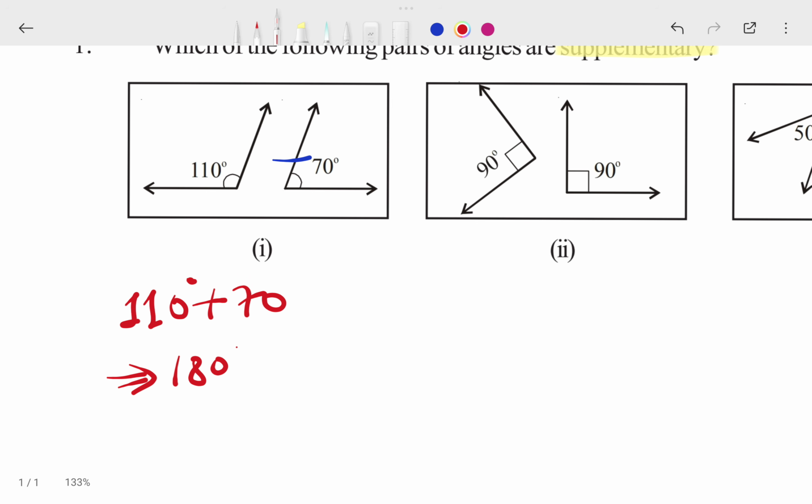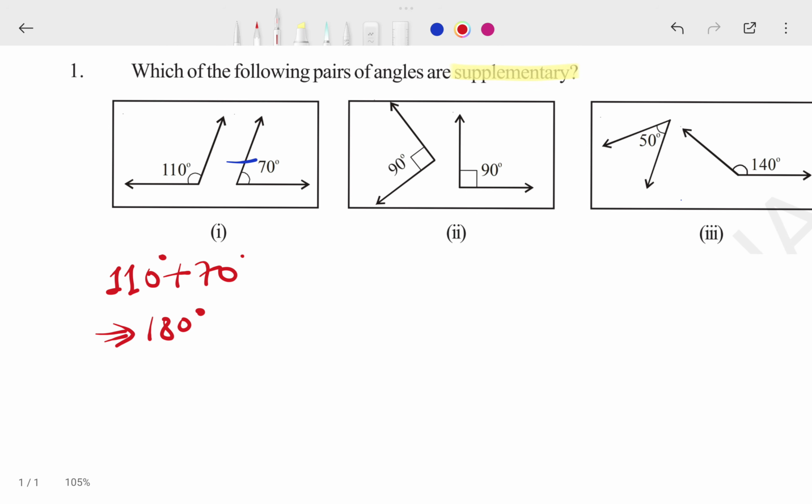This one dot means degree. This is the sign of degree. So this is 180 degrees. When the sum of two angles is 180, it is supplementary. So the first one is a supplementary angle.